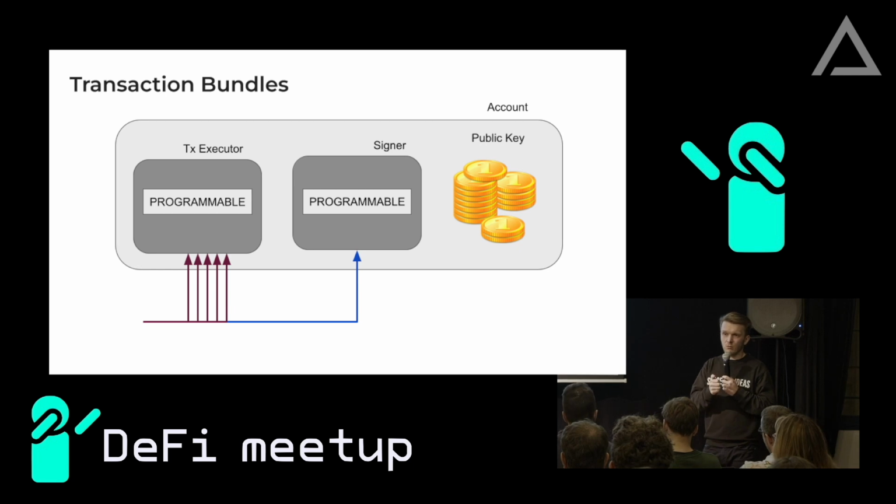You click a button, you want to swap something, and in the background there will be 3 transactions. Approve, swap, and then revoke the approval. The user will not even know what is happening in the background.